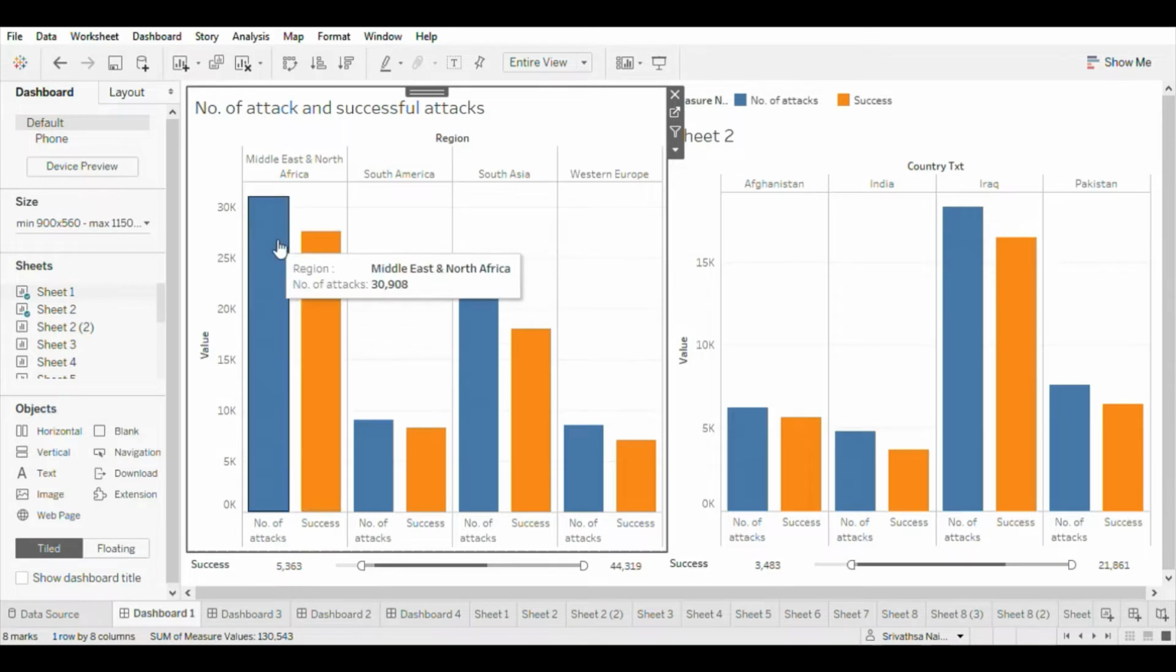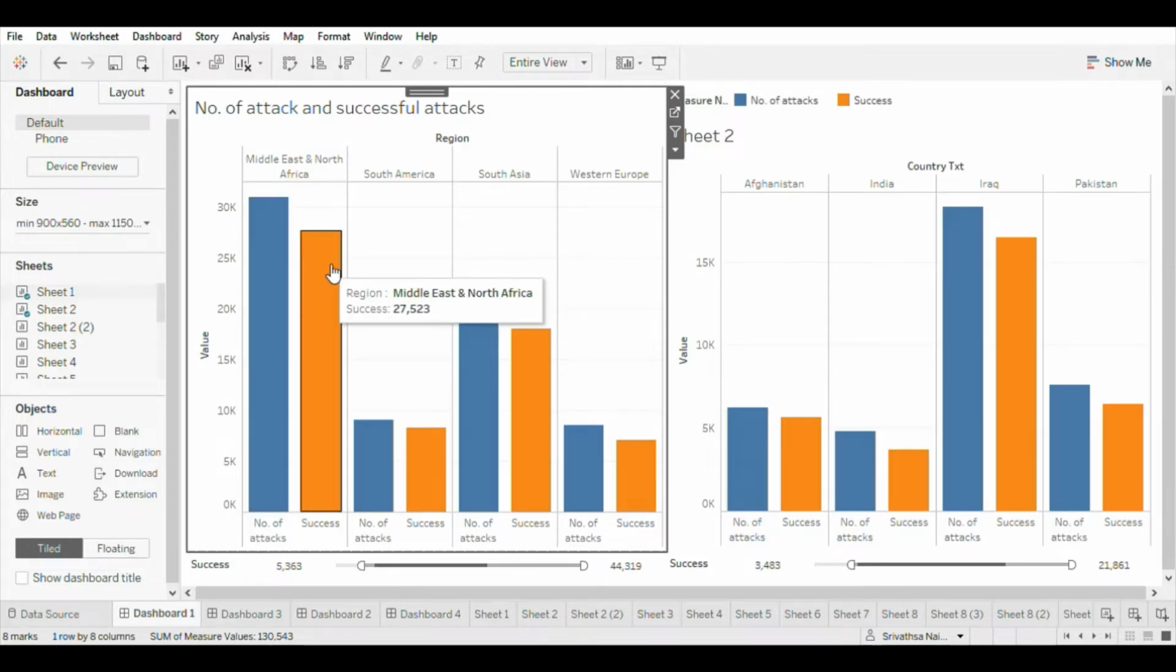From this visualization we can say that the number of attacks are the highest in the Middle East and North Africa region, the successful attacks being 27,000. The next worst hit region being South Asia with 21,000 attacks and 18,000 successful attacks.